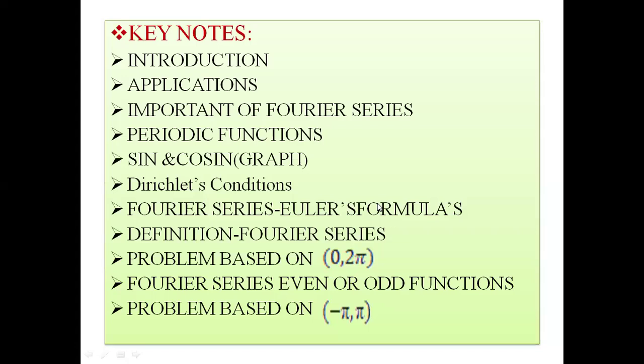In part one we discussed the introduction, application, and importance of Fourier series, periodic function, sine and cosine graph, Dirichlet condition, Fourier series, Euler's formula, definition of Fourier series, and up to the problem based on 0 to pi. Now we are going to discuss the part 2 video: Fourier series for even or odd functions, and problems based on minus pi comma pi. Now let us move directly to the problem on even or odd function Fourier series.